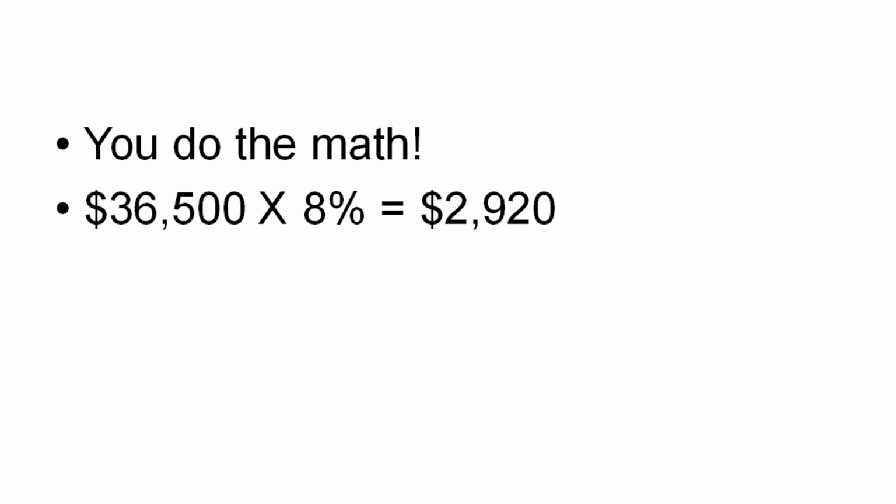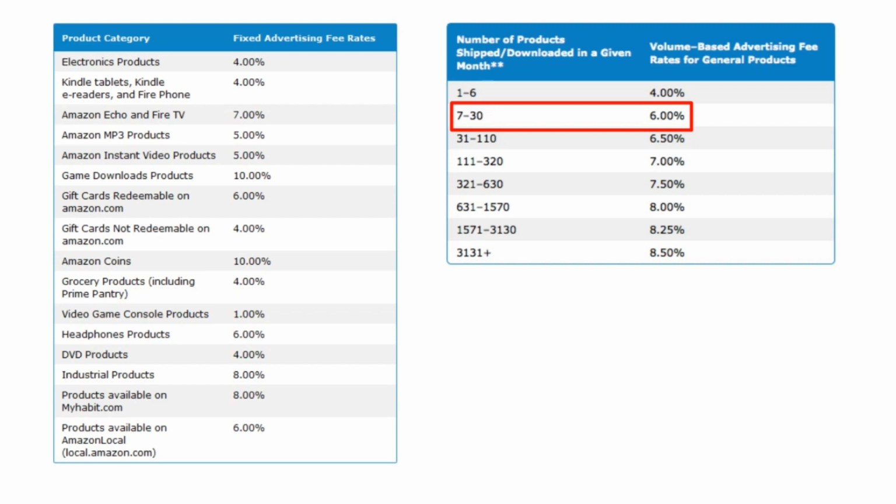How can you profit from high-priced items in Amazon in a different type of way? Well, let's just look at the fee scales again. And you can see over here on the right-hand column that the more items you sell, the higher the commission is. And the biggest jump is actually after you've sold 6 products in any given month. It goes up from 4% to 6%.